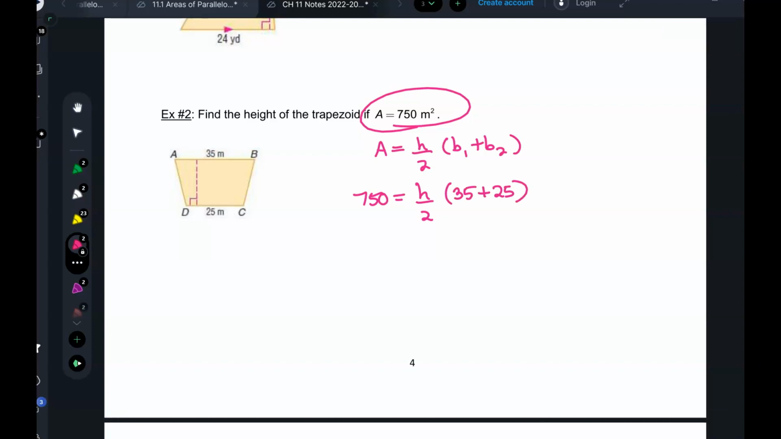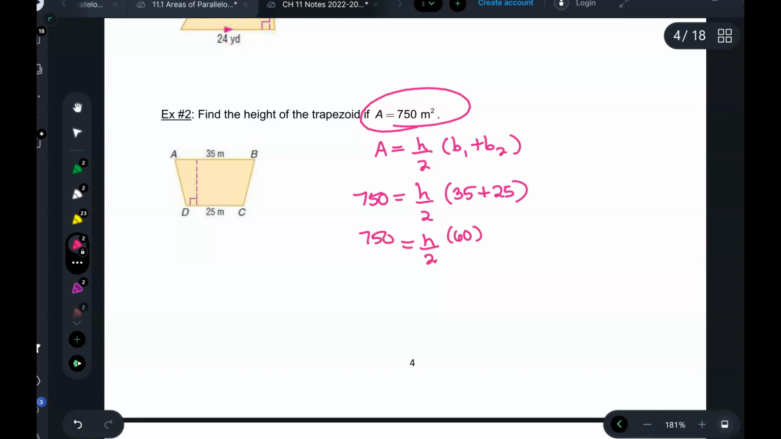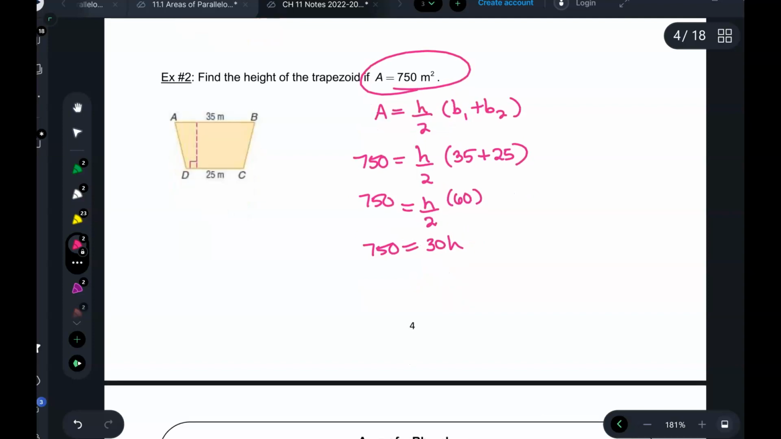Base 1 plus base 2, 35 plus 25 is 60. Okay, so 750 equals 30 times h.